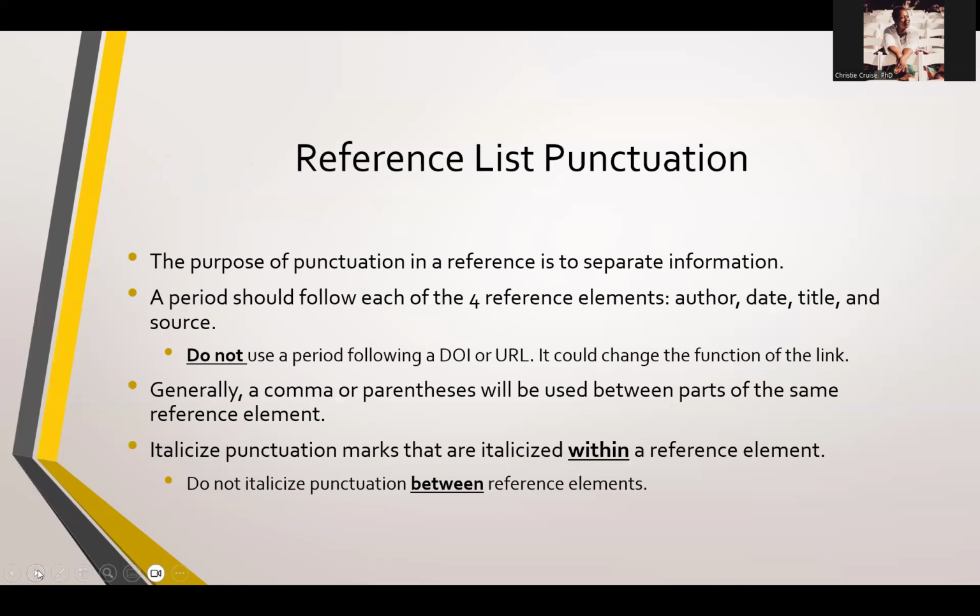So let's look at the reference list punctuation. This trips a lot of people up in writing. The purpose of the punctuation in a reference is to separate the information to make it more legible for the reader. A period is going to follow each of the 4 reference elements. There should be a period after the author, there should be a period after the date, there should be a period after the title, and there should be a period after the source. The only time you do not use a period after the source is following a DOI or a URL, because this could change the function of the link. Those are the only times when you do not include a period.